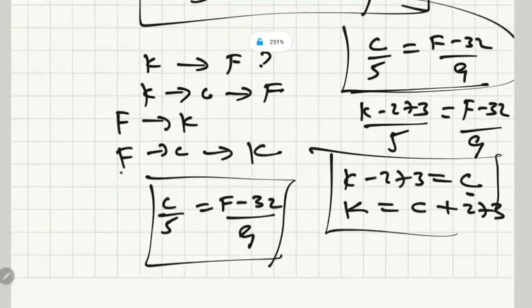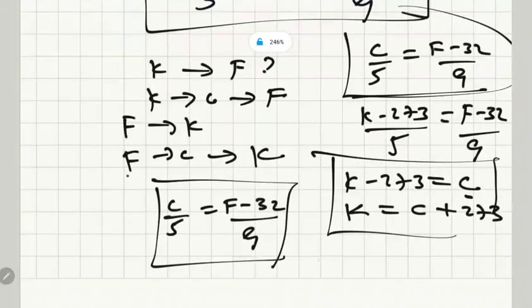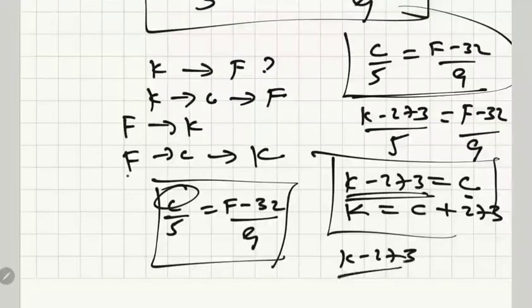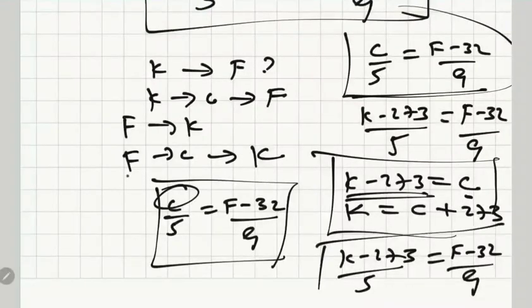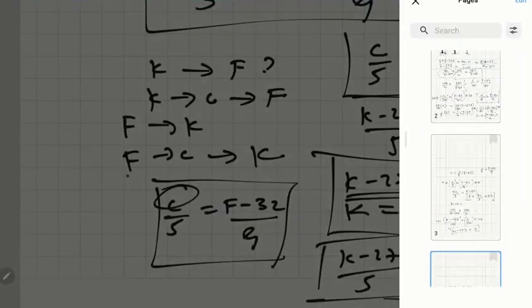Or you can have the relationship between Kelvin and Fahrenheit as, instead of C, you can use K minus 273. So this is what C is. Put it here, and you are going to get K minus 273 over 5 is equal to F minus 32 over 9. This is the mathematical relationship between Kelvin reading and Fahrenheit reading. For example, if you are required to get the Kelvin reading, you solve for K. You multiply both sides by 5 first.